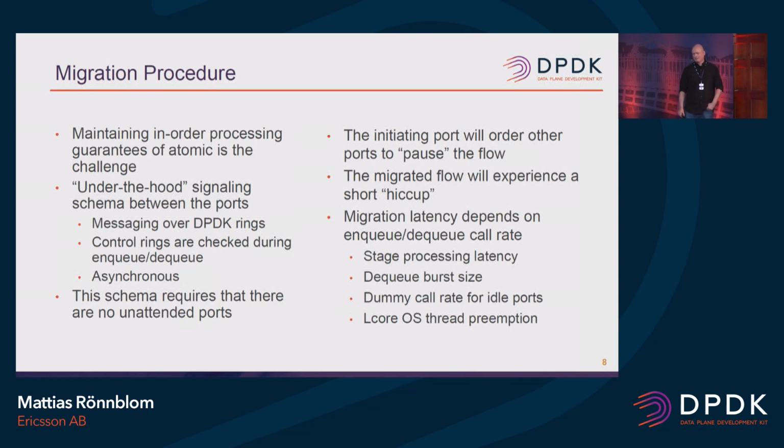And in order to do this, we're using an under-the-hood signaling scheme. And that's messaging over DPDK rings. So in addition to the data carrying rings, the event rings in the ports, we also have what I call a control ring, which is a regular DPDK ring, over which control messages are sent between the ports. This is all hidden from the application. And it's also asynchronous. So if you initiate a request on the control ring, you don't blockingly wait for a response. You just keep going, keep track, and then periodically you poll your control queues to see if there are new messages, so you can change state.